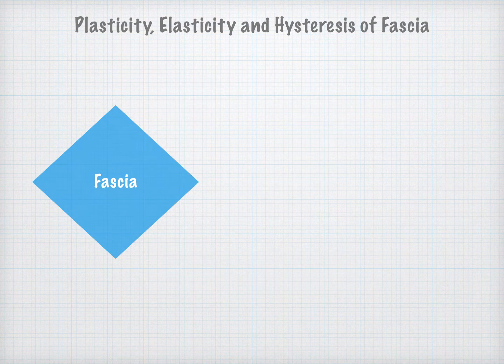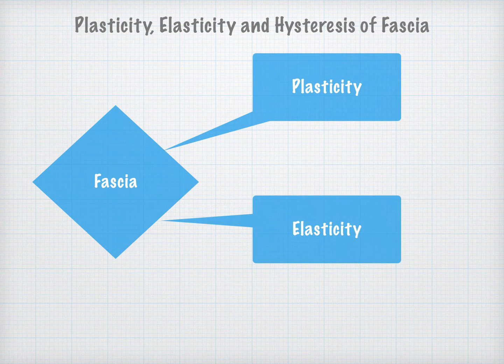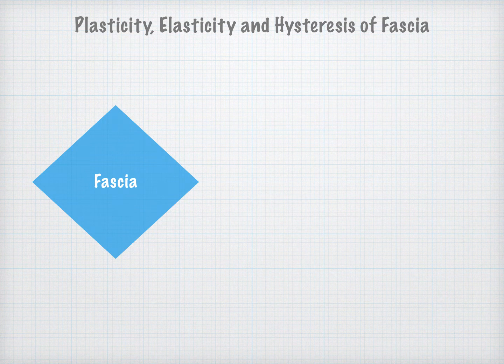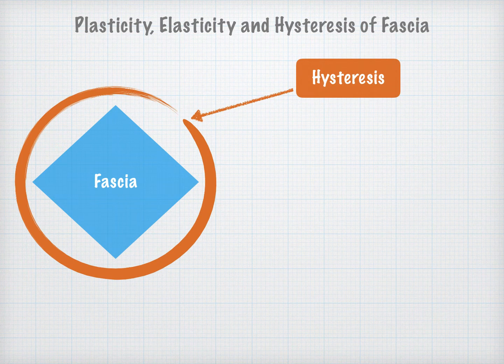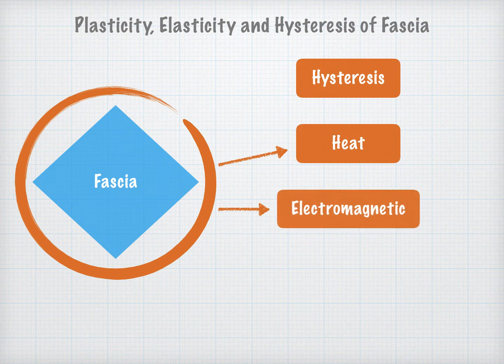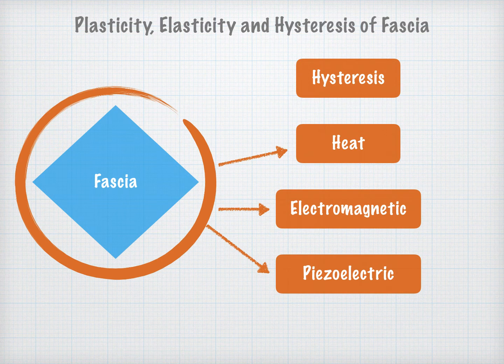The first mechanism utilizes fascia's unique plasticity, elasticity, and hysteresis properties. Fascia is capable of changes in length. Specifically, it has the attributes of plasticity and elasticity. These changes in length are associated with changes in energy content, formerly known as hysteresis. The changes in energy content may include a release of energy in the form of heat, electromagnetic, or piezoelectric changes.